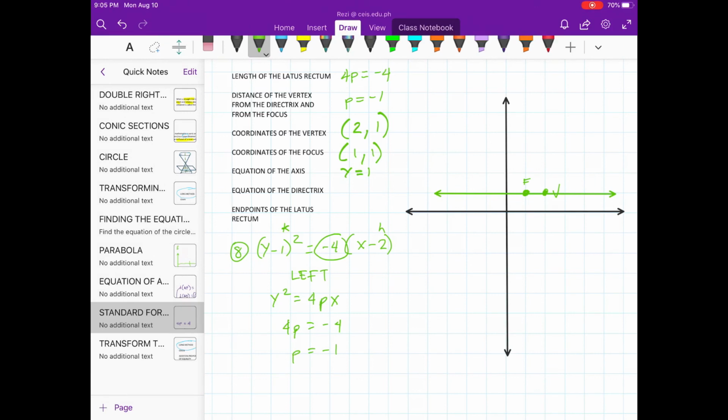So the next is equation of the directrix. It is 1 unit from the vertex. So the equation of directrix is x equal to 3. From the length of the Latus rectum, which is -4, let's get the absolute value of -4, which is +4. So we have 2 units on the upper part of the focus and another 2 units on the lower part of the focus. And the coordinates of the Latus rectum are 1, 3, and the other one is 1, -1. From the Latus rectum, we can now draw the parabola.